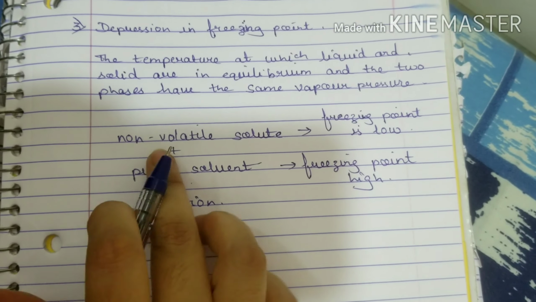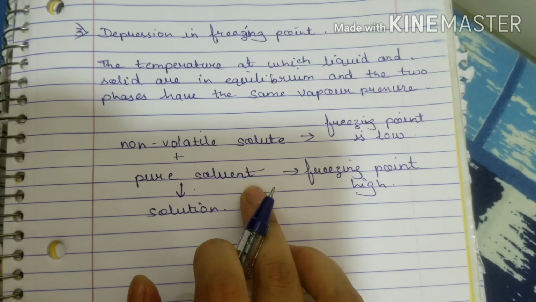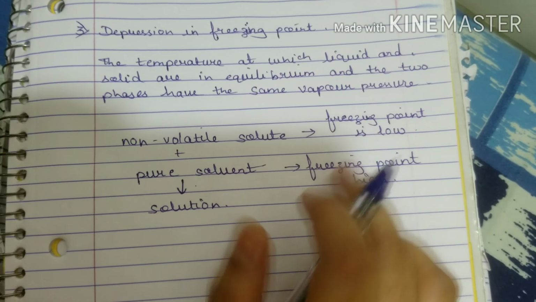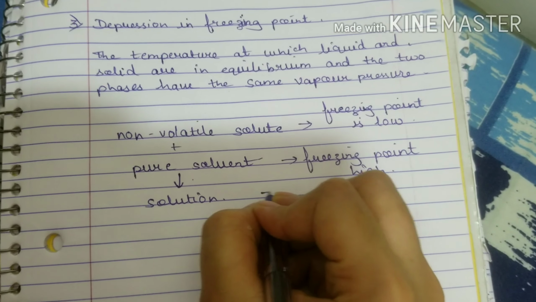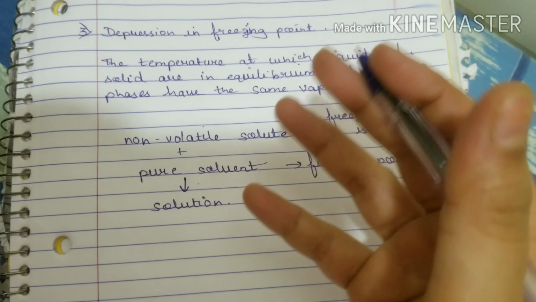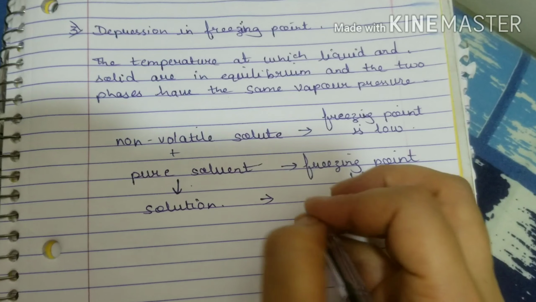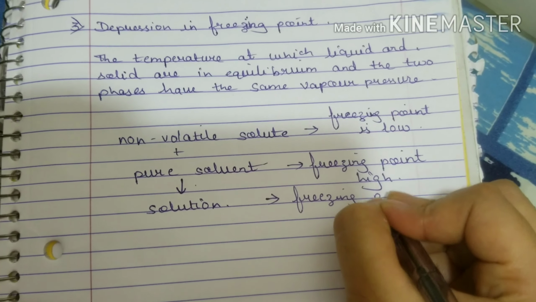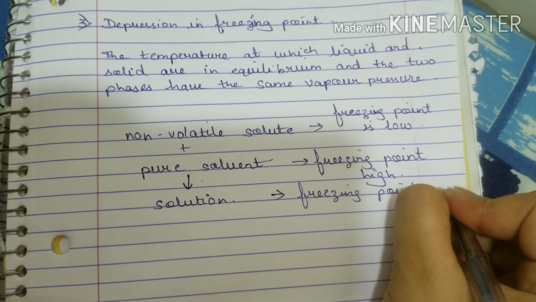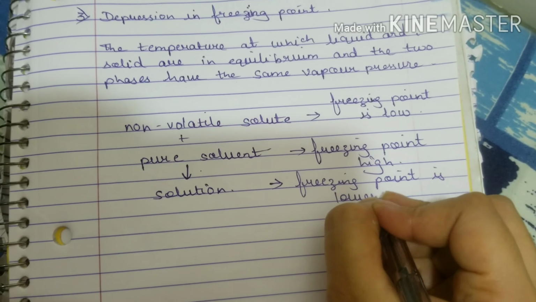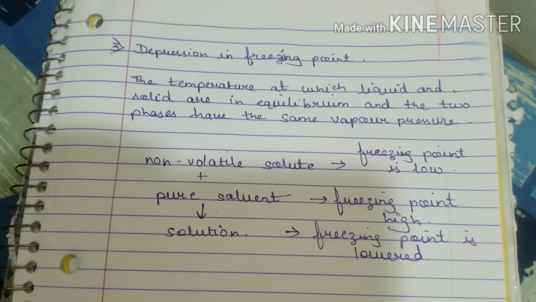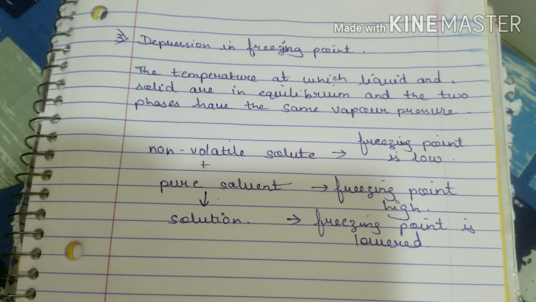So if you are adding a non-volatile solute to a pure solvent, what is going to happen to the solution? Because you are adding a non-volatile solute, your solution is going to get a freezing point which is lowered. And what is the reason for lowering of freezing point? Addition of a non-volatile solute to the pure solvent.